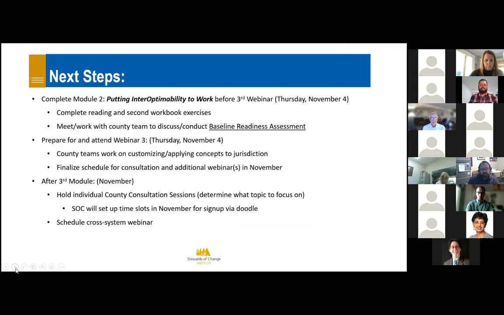So Gillian will send out a doodle, and we'll ask you guys to think about some dates that we can get together over in November, and maybe part of December. If you're interested in that kind of consultation, to focus on a particular part of the conversation, we'll ask you to sign up for that.